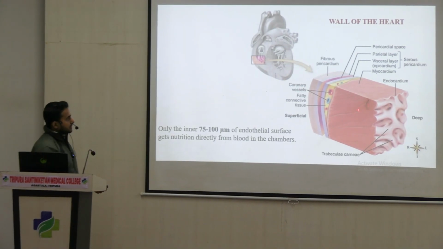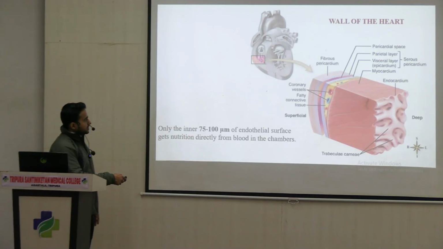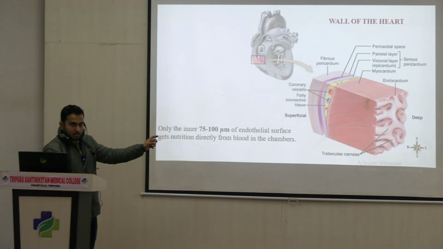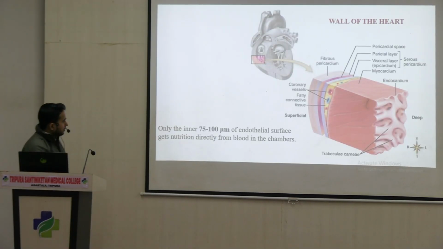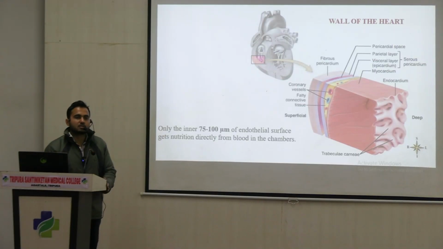The first layer is the endocardium. As you can see, this is the endocardium. Then this is the myocardium, and this is the epicardium or pericardium, where a visceral layer is there, then the parietal layer is there, and in between them a small gap is also present. These things you have already studied. Now if you see the thickness of the wall, among them only 75 to 100 micrometers of the endothelial surface is getting blood directly from the chambers of the heart.